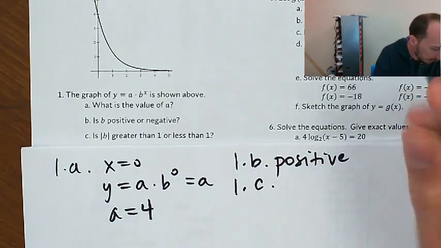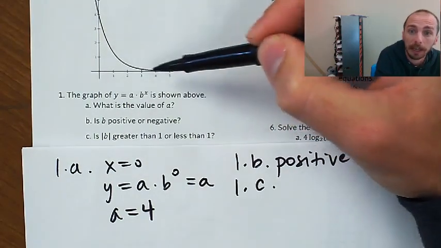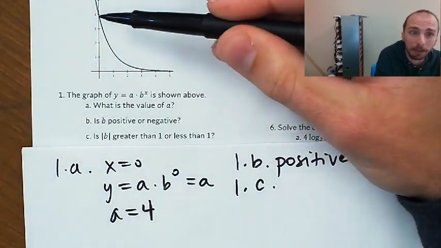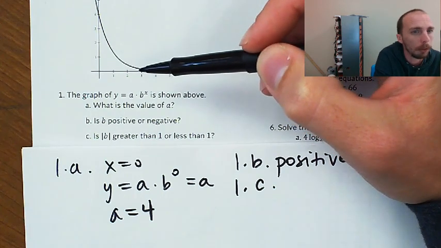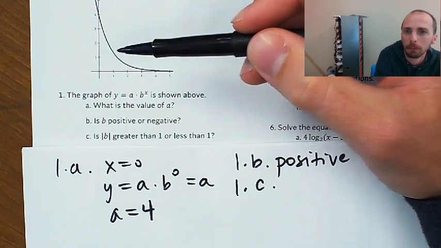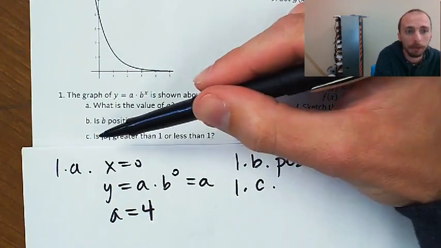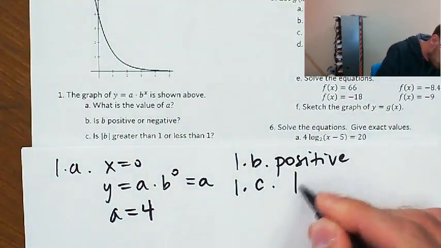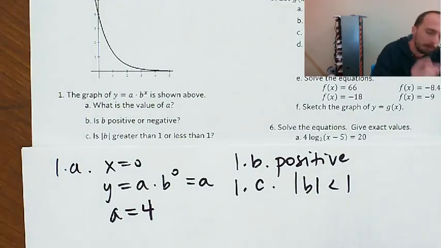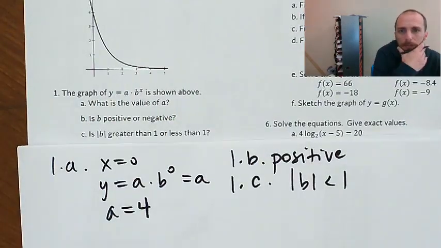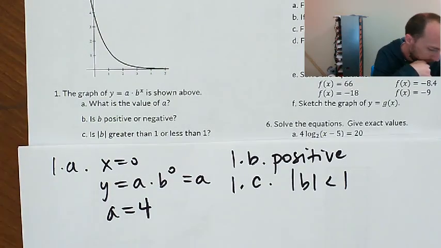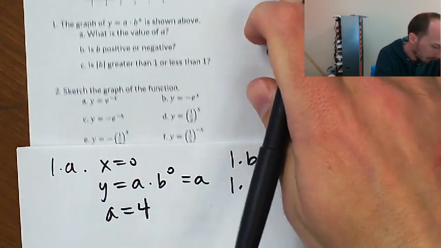So 1c is going to be, I'm seeing exponential decay. That means that each time x bumps up by 1, I'm multiplying by something, but it's getting smaller, getting closer to 0. So I've got to be multiplying by what you would call a fraction. And so I'm going to say the absolute value of b is less than 1. And like I said, absolute value just to make sure that worked.